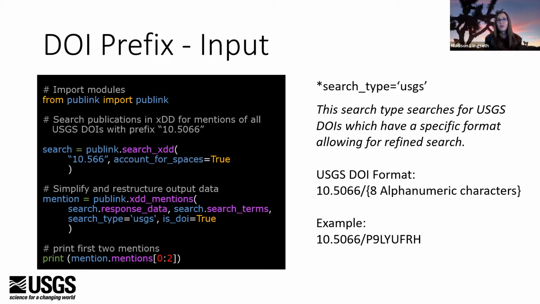So the format for USGS DOIs is the 10.5066 prefix followed by 8 alphanumeric characters. And this allows us to look for mentions of the prefix where the term starts with 10.5066 and contains 16 total characters. For organizations that have a specified format for their DOIs, they could easily add a search type to PubLink to account for their format.